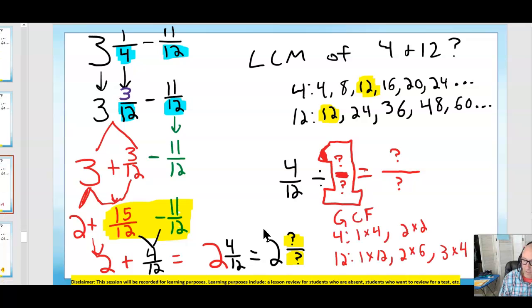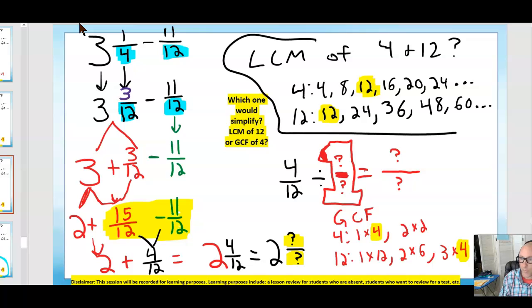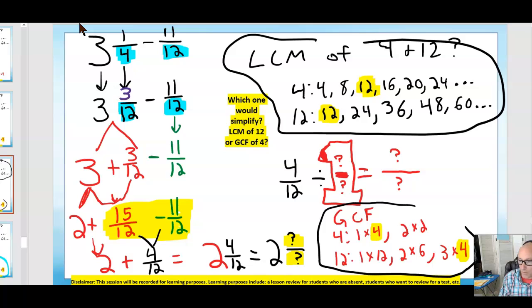Greatest common factor is, which would simplify? Greatest common factor or least common multiple? Oh, see, sometimes I even forget which one to use. So here's a least common multiple. Here's a greatest common factor. So it's either going to be 4 or 12. So if we divide by, can you really divide 4 divided by 12? I mean, you can do 12 divided by 12 is 1. 4 divided, you can't really do that.